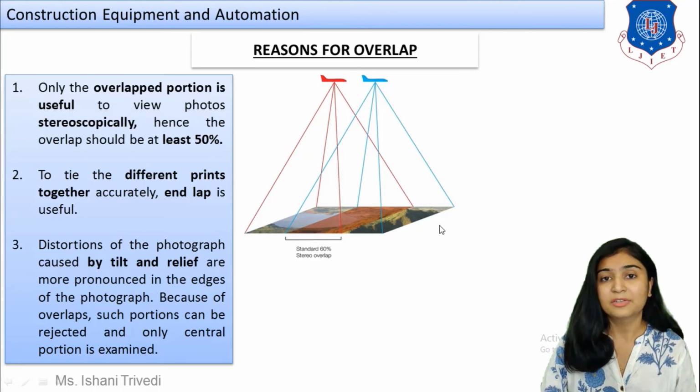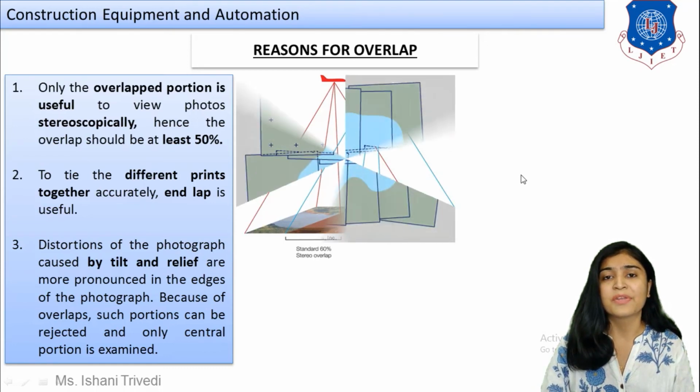As I said, there are three parameters to be considered: overlapping, tilt and relief displacement. Now tilting and relief displacement are going to give you some kind of errors. So if you have two different perspectives, if you have overlapping, then you can reject the bad part without affecting the accuracy.